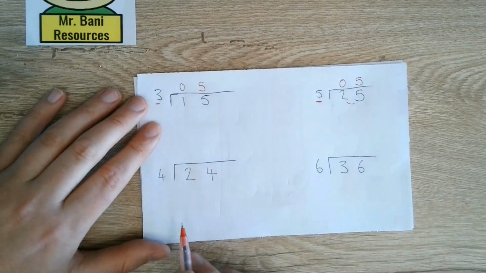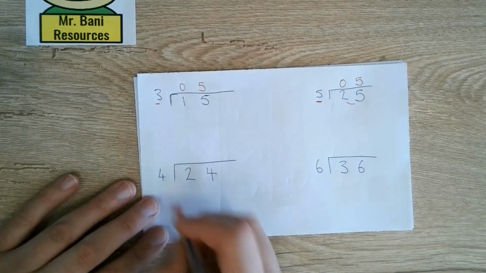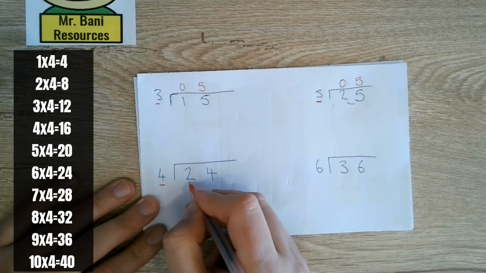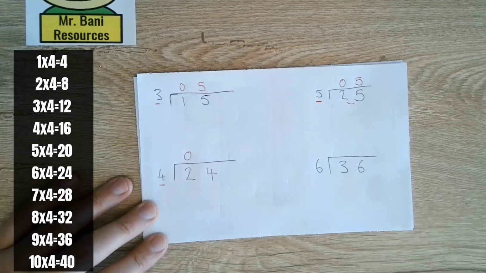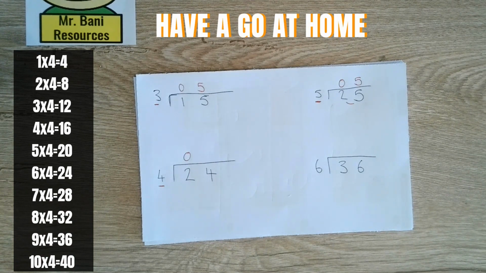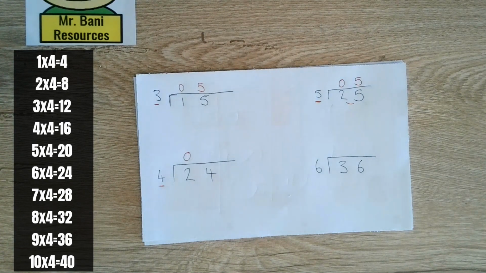Next, what times table are we doing now here? Shout out. 4. Does 4 go into 2? How many times does 4 go into 24? You work that out for me now. You have a go.